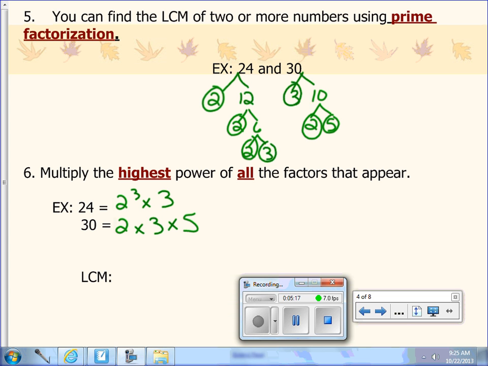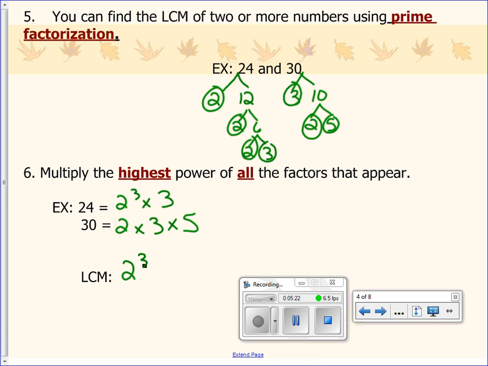So in my least common multiple for 24 and 30, I'm going to take 2 to the 3rd power times 3 times 5. That is each of the factors to the highest power. When I multiply these out, this is going to be 120. 2 to the 3rd is 8. Then I would like to do 8 times 5, which is 40. 40 times 3 is 120.